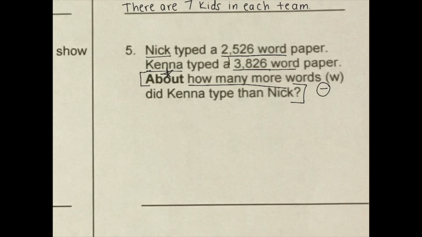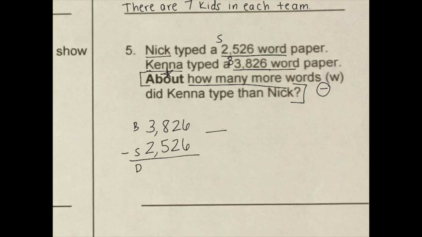I'm going to label that with a B. 2,526 is my smaller number. Now I'm going to go ahead and set the problem up. Bigger, 3,826, minus smaller, 2,526, equals the difference. But I'm not going to solve yet, because I can't forget that my sentence says about. About means I have to round. So I'm going to draw an arrow for my rounding.